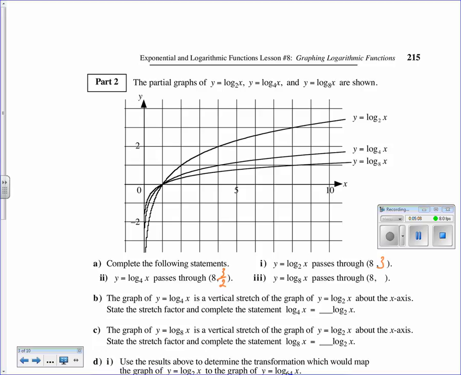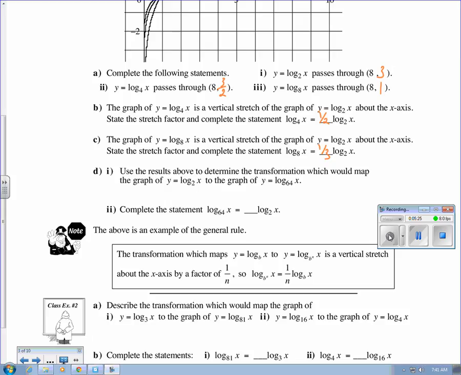And if I'm working with log base 8, 8 to the exponent 1 would be equal to 8. You see that my y values are being reduced, and I'm dealing with a vertical stretch. How do you describe the stretch factor? So we see how those stretches are happening with those three graphs that were prepared for us.